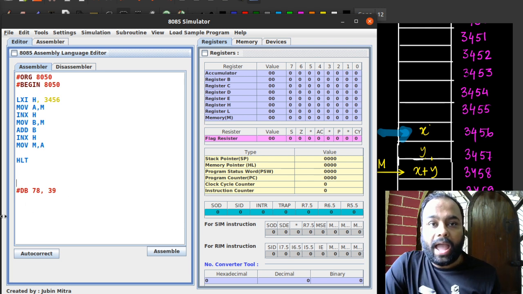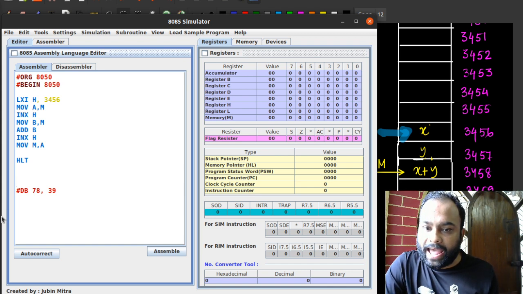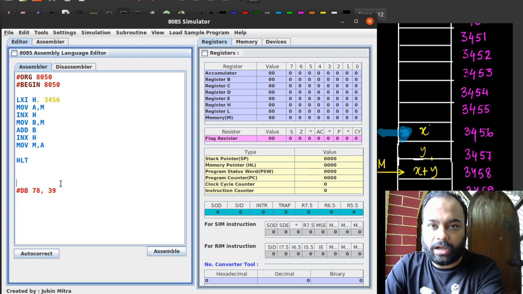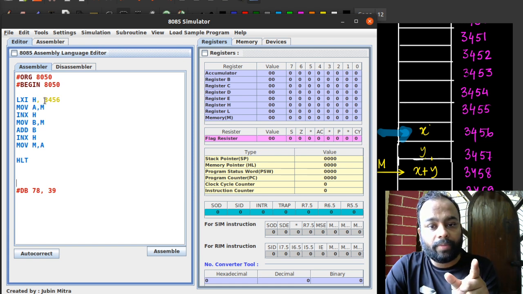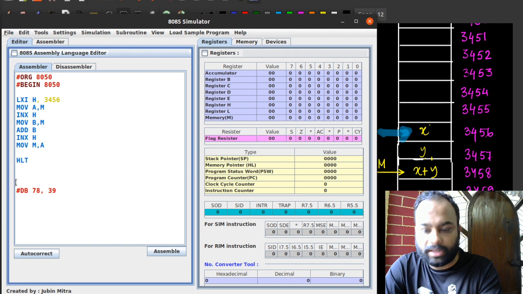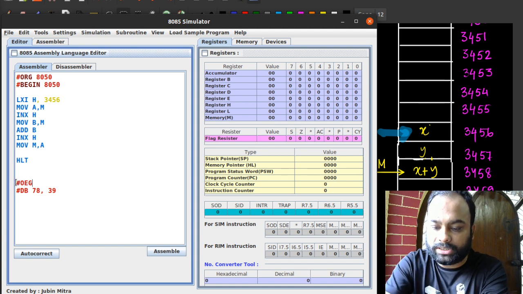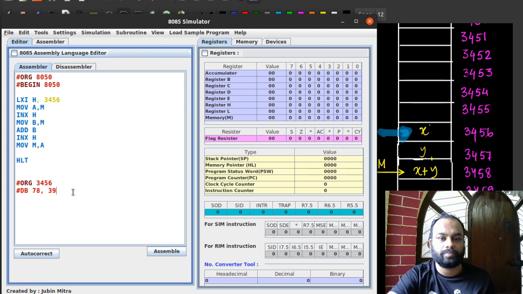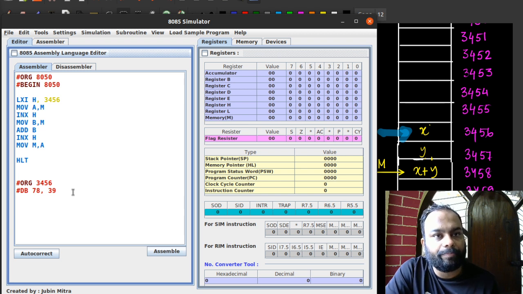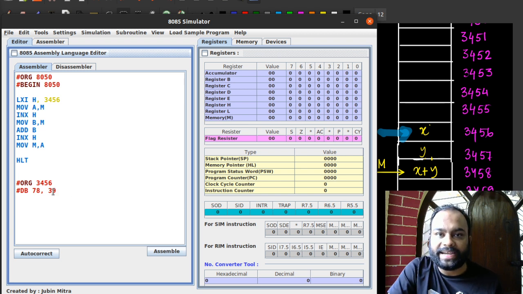Now I have to tell the assembler that I want to store this data in consecutive memory locations starting from 3456. So I am saying org 3456. Try to understand what we just did here. Again, db stands for data bytes.